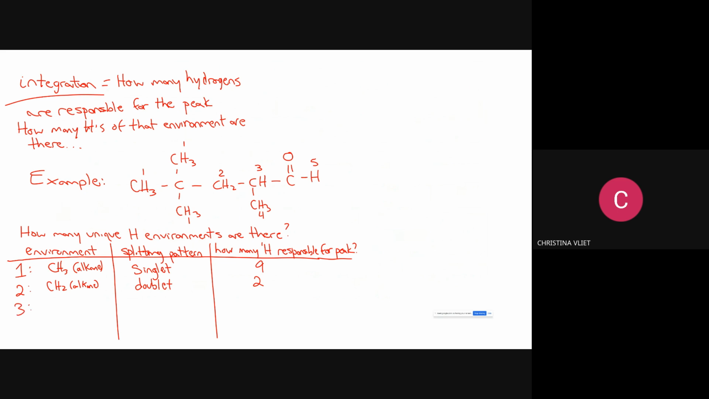Number 3. Okay, so what is this environment? It should be getting closer to an electronegative atom, right? We've still got alkane, but it's got that CO next door. So now it's CH, but CO, or you can say alkyl next to EN, right?